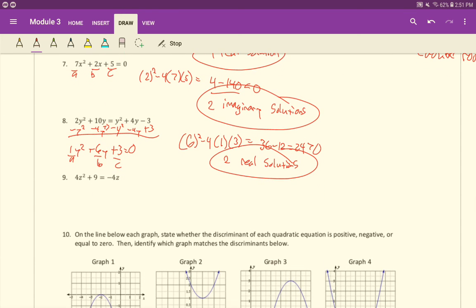Last one, also not in the correct form. We'll add 4z to both sides. So we have 4z squared plus 4z plus 9 equals 0. So our a is 4, our b is also 4, and our c is 9. So we have b squared minus 4 times a times c, which is 16 minus, let's see, 4 times 4 is 16, times 9 would be 144. Again, right away you can see it's going to be less than 0. So we have two imaginary solutions.